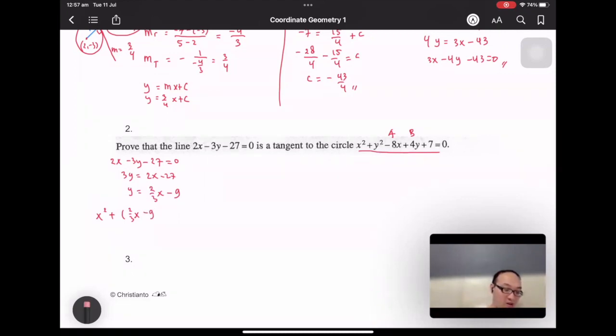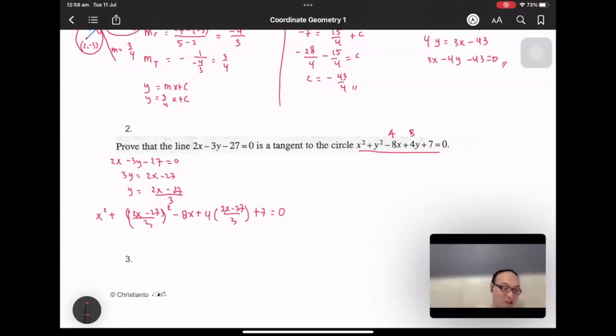Oh, this one will be harder. So I just make it 2x minus 27 over 3. So I can just put it here, 2x minus 27 over 3 squared, minus 8x plus 4y, 2x minus 27 over 3, plus 7 equals 0.